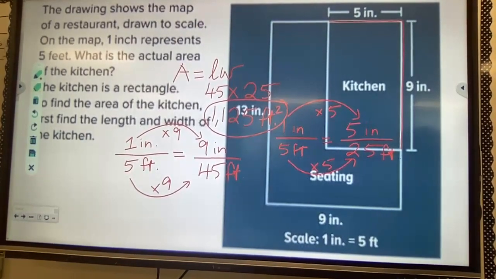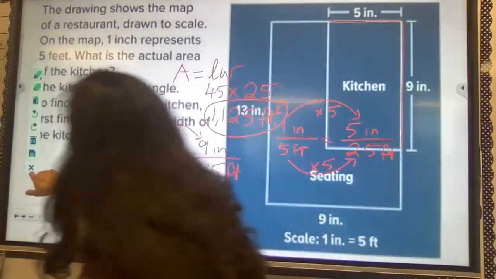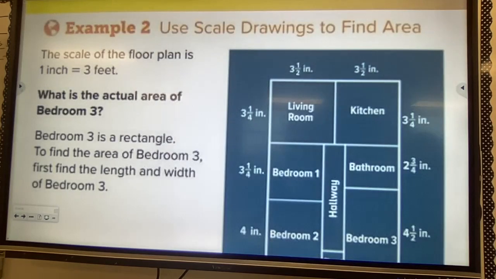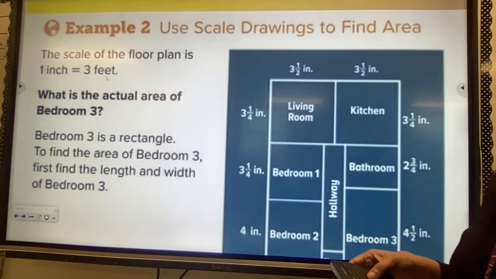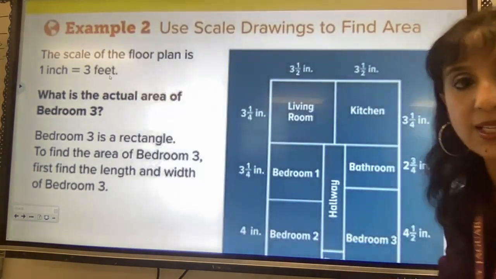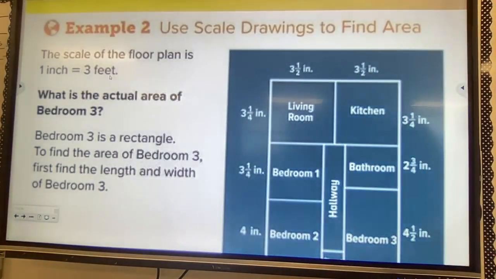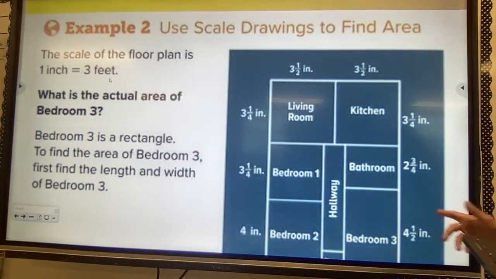Let's do another example on this. All right, here is a scale drawing. The scale of the floor plan is 1 inch is equal to 3 feet. And what is the actual area of bedroom 3? So bedroom 3 is down here.